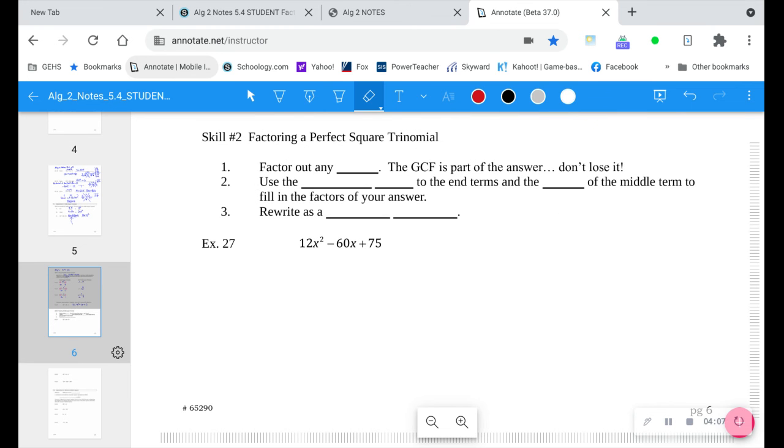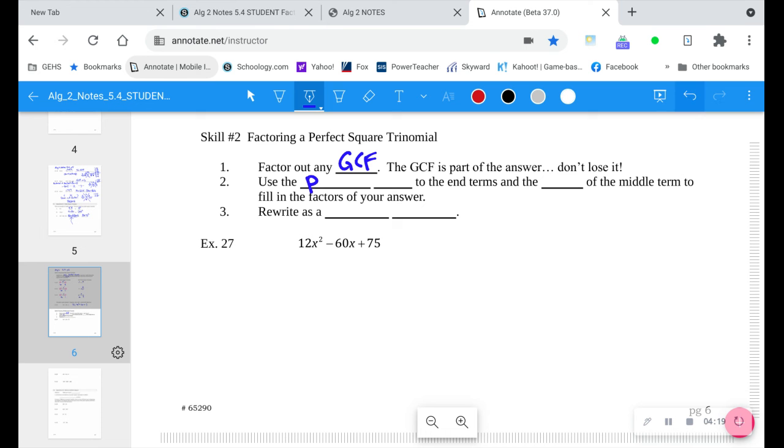So here's how you do it. You look for a GCF first. Often I use those to disguise these problems. Keep it as part of your answer, don't lose it. Then you simply use the square roots. Sorry, let me write this correctly. The square roots of the ends and the sign of the middle. And you can finally rewrite your answer as a perfect square.